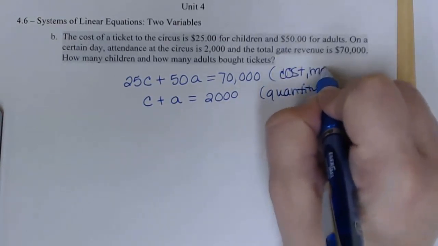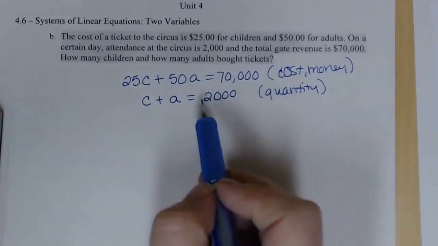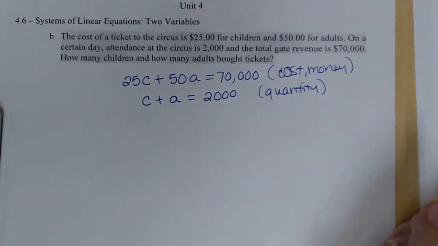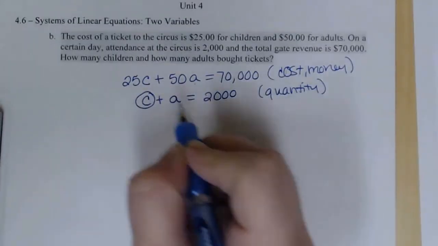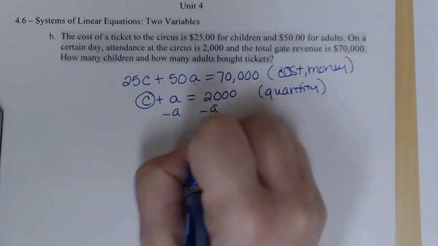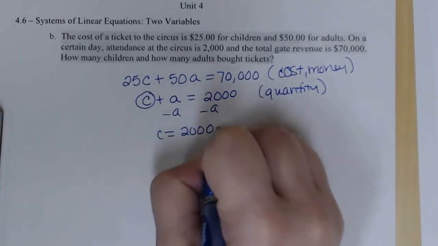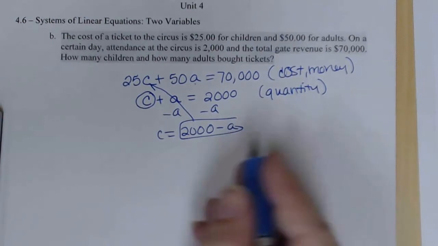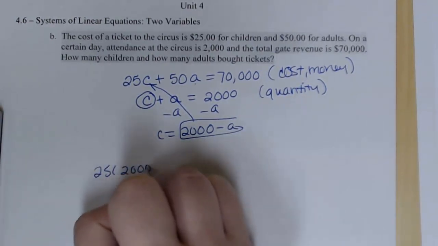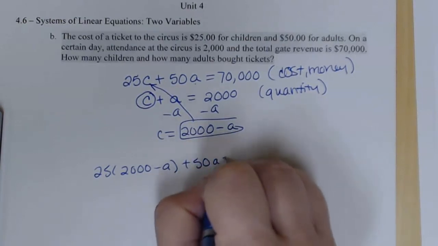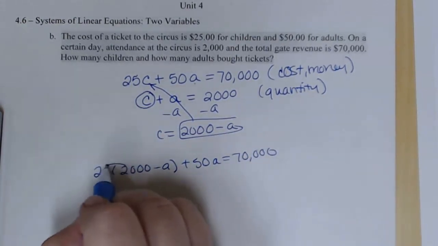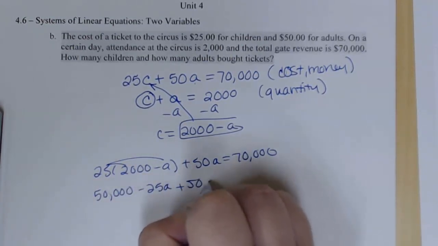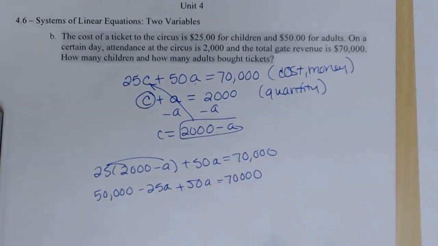So my second equation is going to deal with my cost or my money. Now that I have two variables I'm looking for, I have two equations. I can solve by either method. I'm going to solve this one by the substitution method because I can see I can easily get kids by themselves. So I'm going to subtract a from both sides, so I get children is equal to 2,000 minus a. And then I can take this and plug it into my other equation. So I get 25 times 2,000 minus a plus 50a equal to 70,000. Distribute. That gives me 50,000 minus 25a plus 50a equal to 70,000.